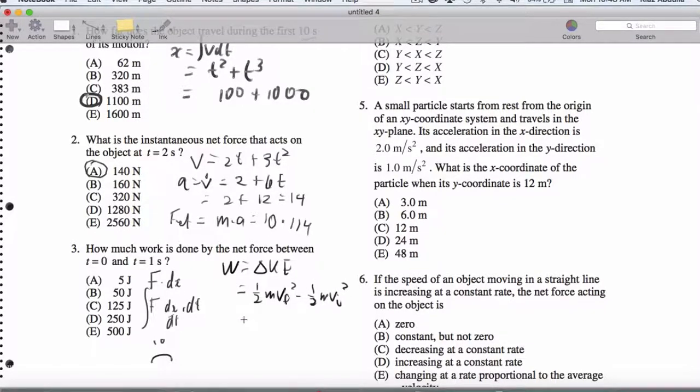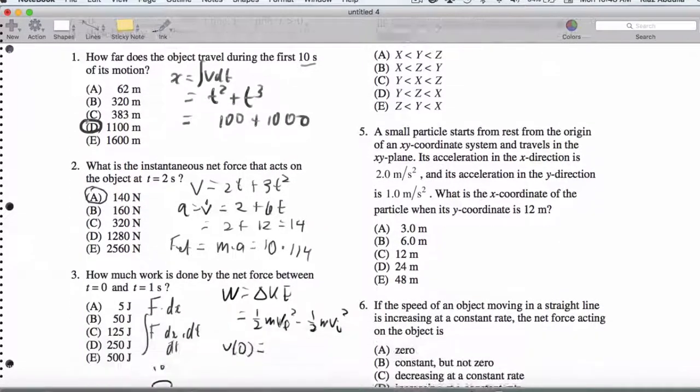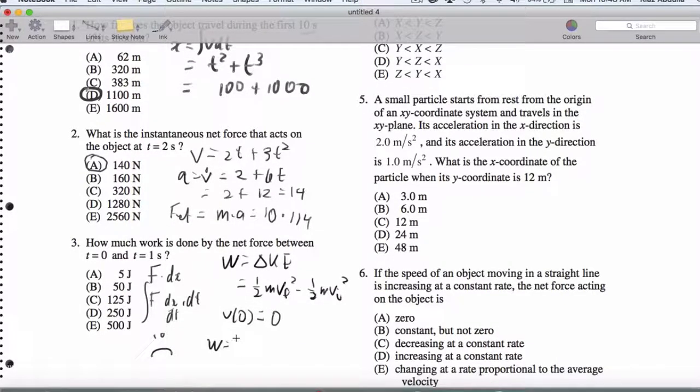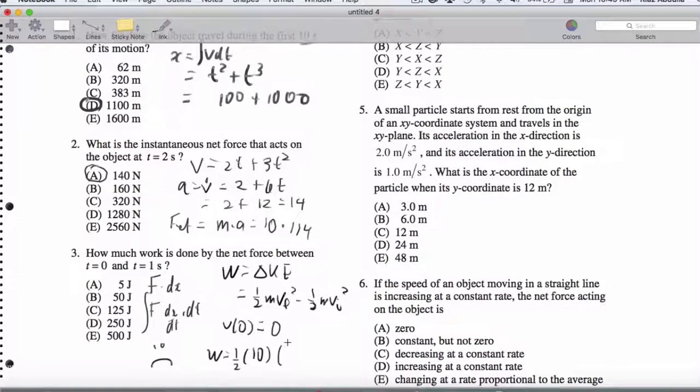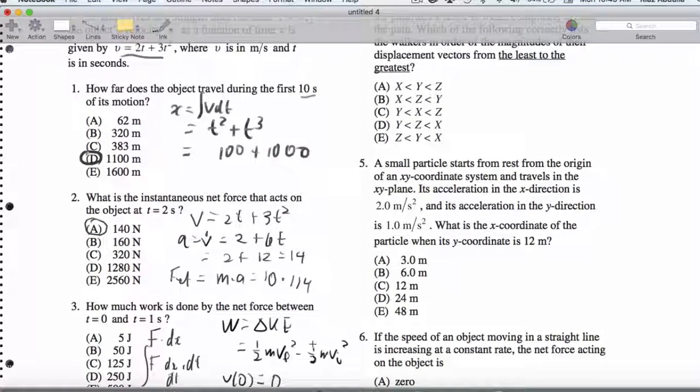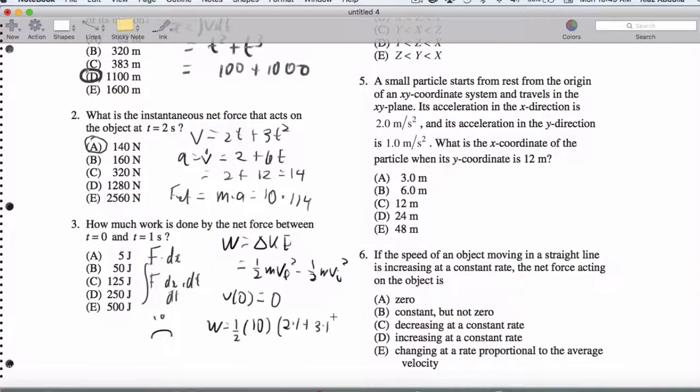Then what I can do is say 1/2 m v final squared minus 1/2 m v initial squared. And it actually turns out that the v at 0 is just going to be plain old 0 when we put in the number. So work is going to end up being 1/2 times m, which is 10. And then v final squared is going to end up being 2 times 1 plus 3 times 1 squared, all of that quantity squared. That's 1/2 m v squared, and that's going to be 5 times, let's see, 2 plus 3 is 5 squared, 25. That ends up giving me 125 joules of work.